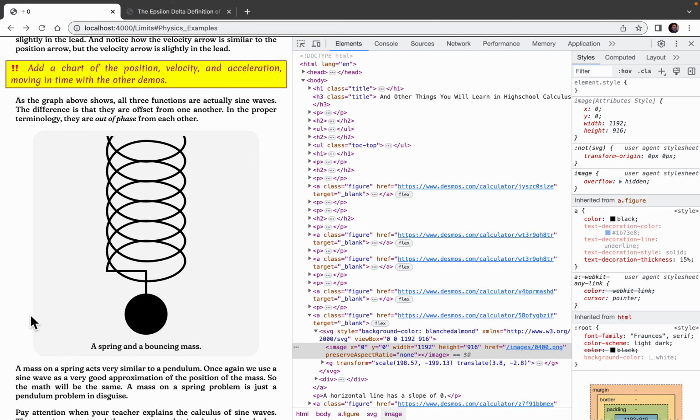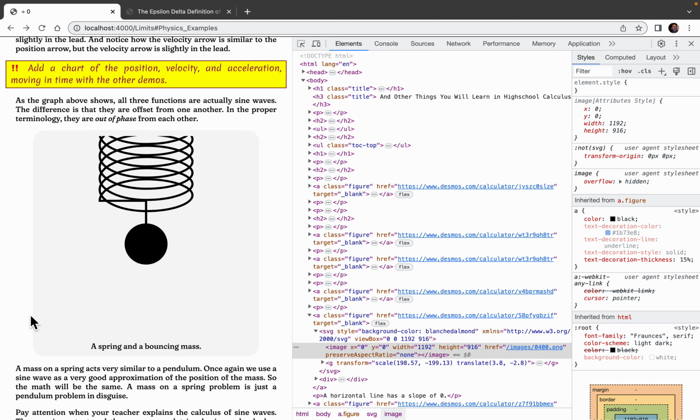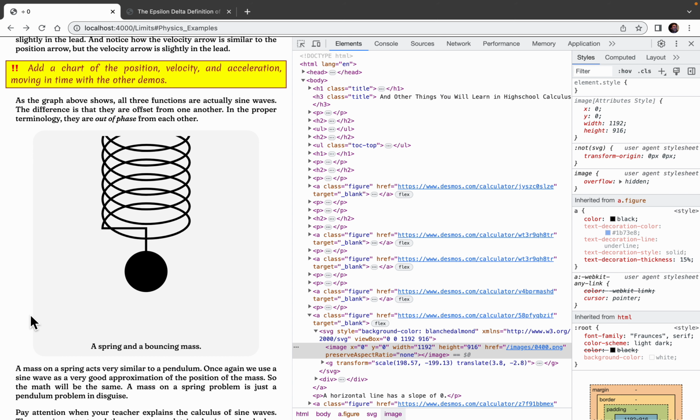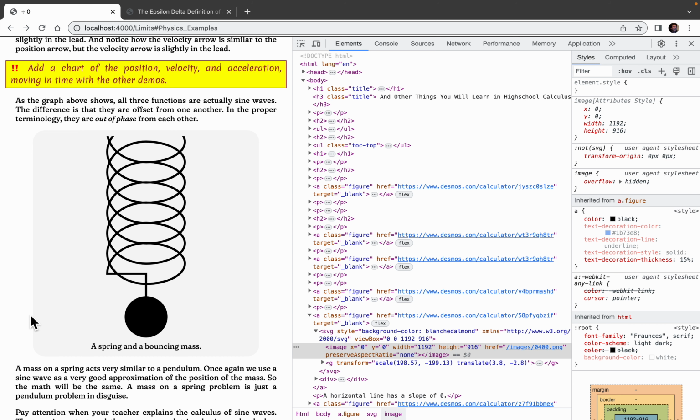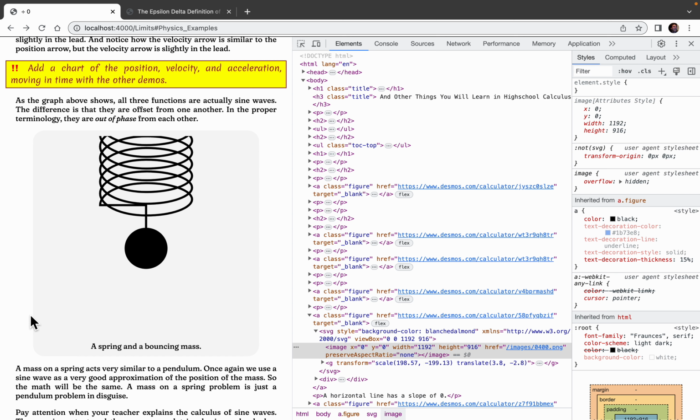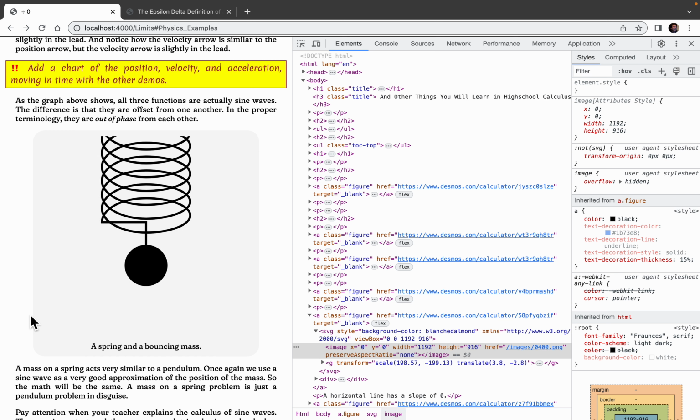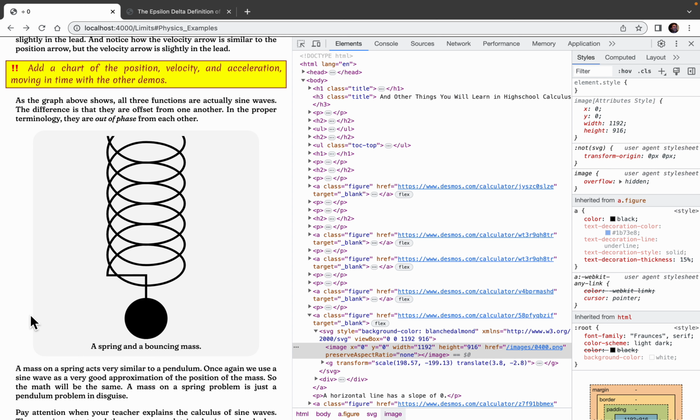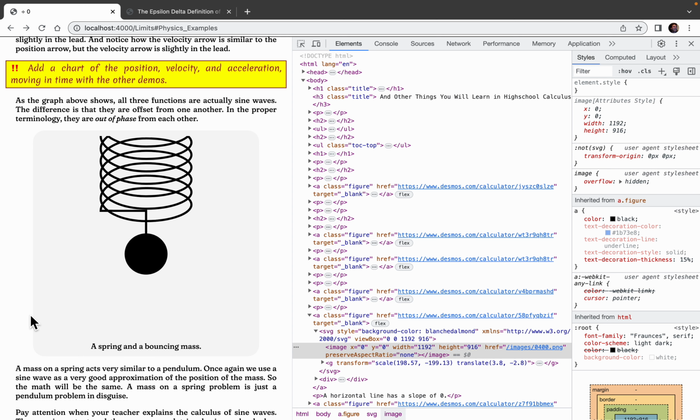Need a little imagination for this one. As the graph above shows, all three functions are actually sine waves. The difference is that they are offset from one another. In proper terminology, they are out of phase from one another.